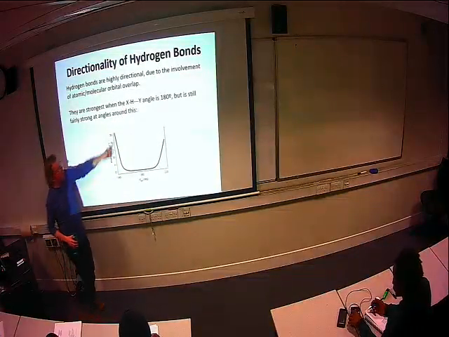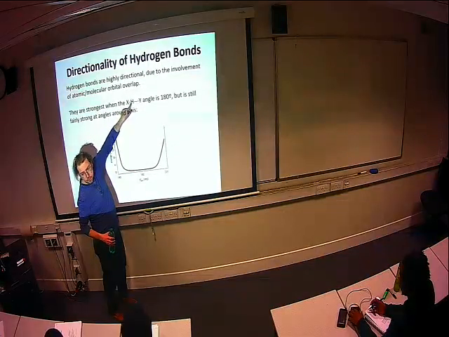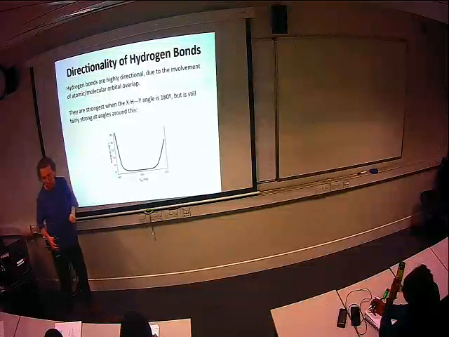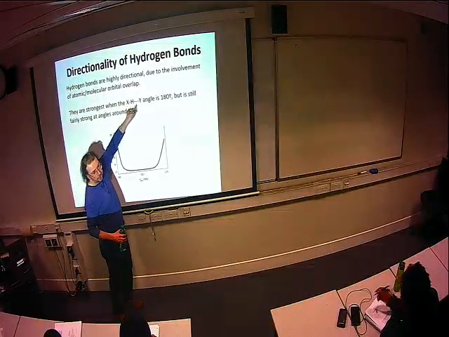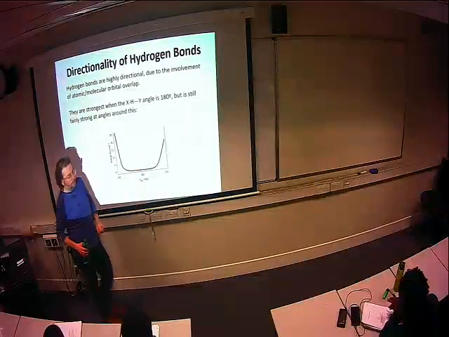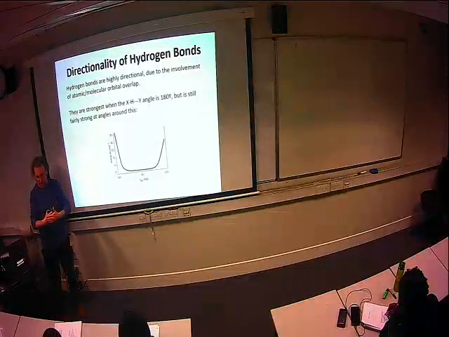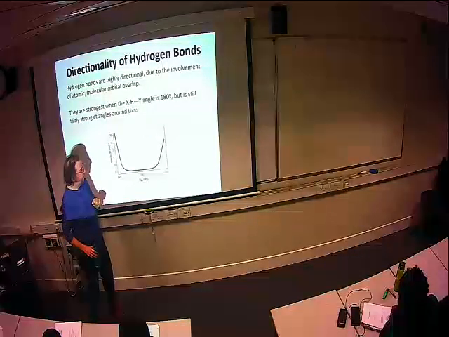So if you think about the angle between the XH bond and the HY hydrogen bond, if they're completely linear, that angle is 180 degrees. And what this graph is showing you is the reduction in energy when the molecules come together to form the hydrogen bond. It's greatest at that point.